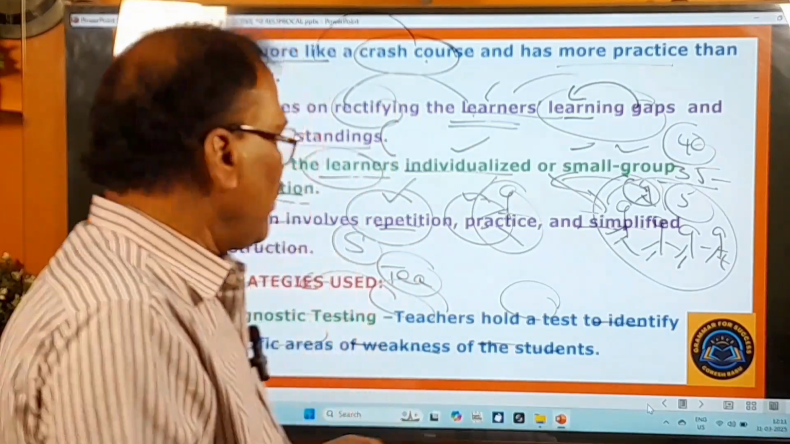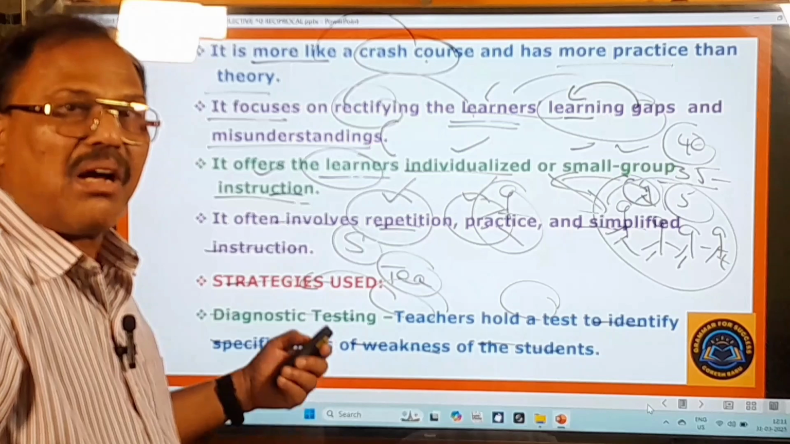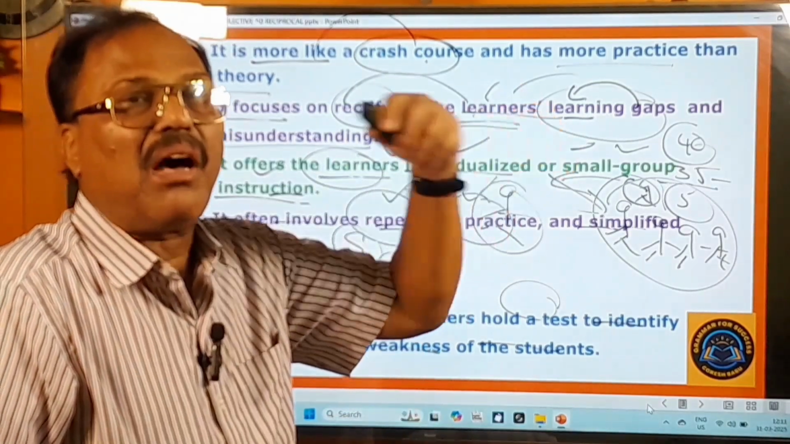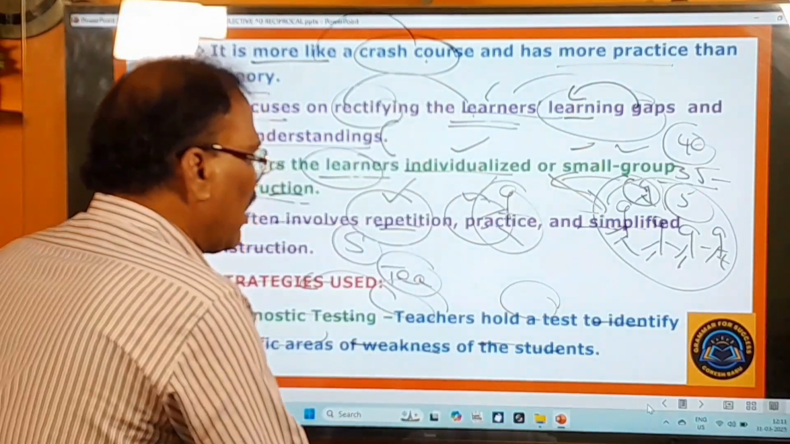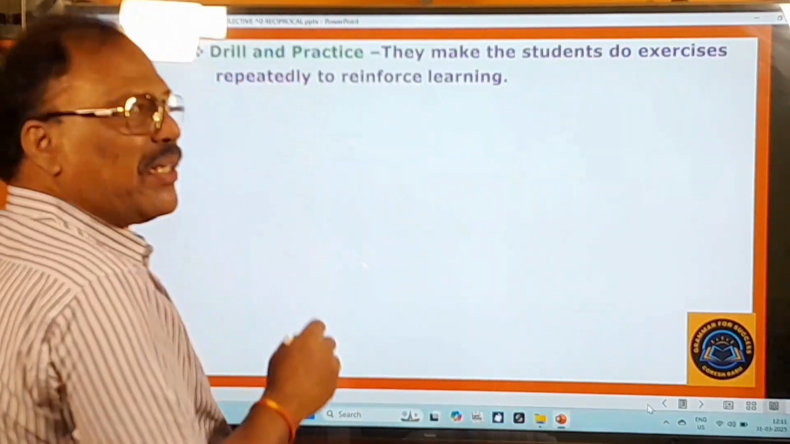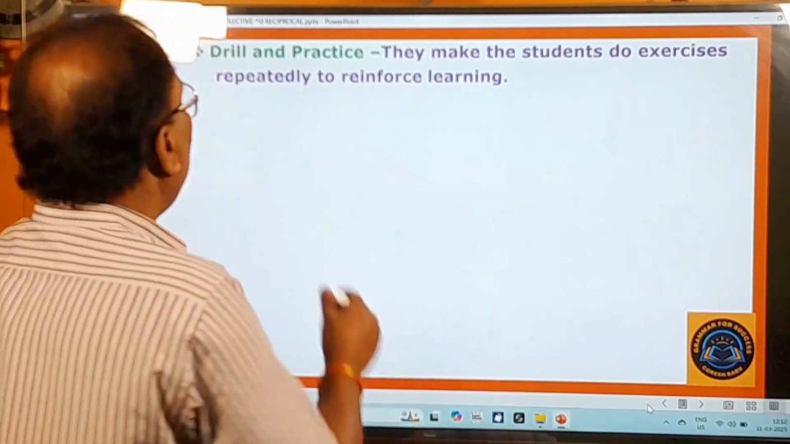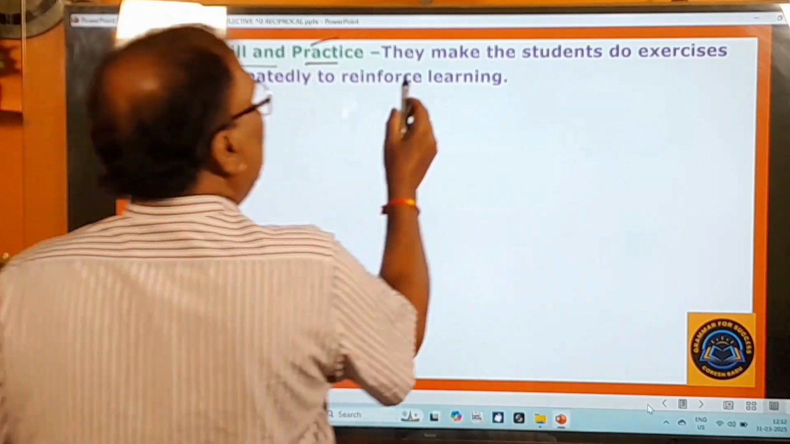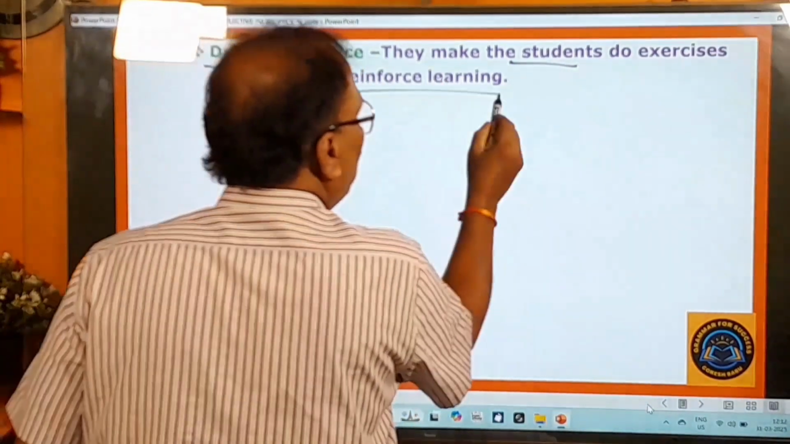Very interesting, right? Let us learn other important strategies which the teachers adopt to help the students progress on par with the clever students of the class. Come on, let's move on to learn about them. Another strategy which the teachers follow in the class is drill and practice. This is yet another important strategy. They make the students do exercises repeatedly to reinforce learning.